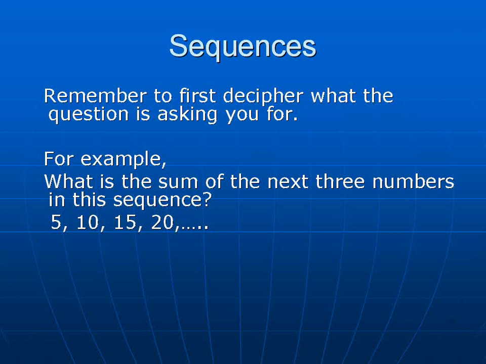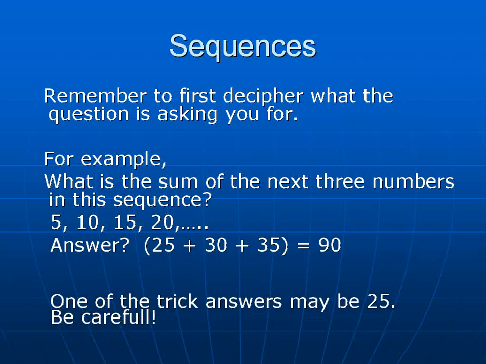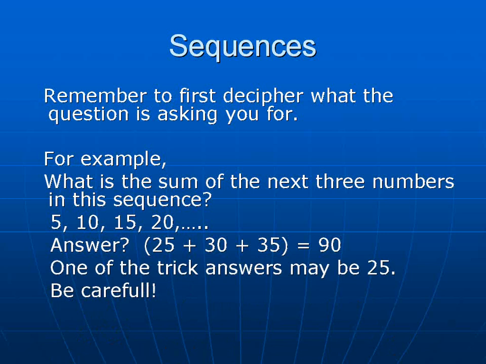Well, they're in increments of 5. So I would guess that the next three numbers would be 25, 30, and 35. Right. So what would your answer be? Well, if I have to add 25, 30, and 35, I think that's 90. Perfect. Exactly. Good job, Tommy.